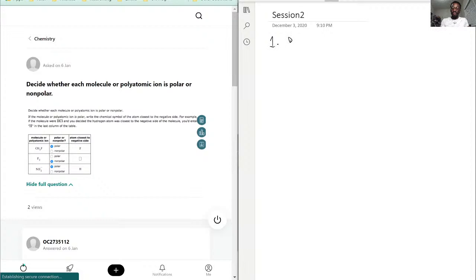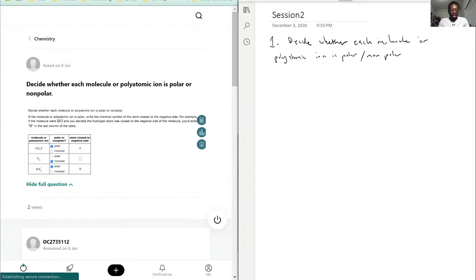So for the first question, decide whether each molecule or polyatomic ion is polar or nonpolar. Okay, so with this it looks like the student had already gone through the question, but just so we review this to understand what it means to be polar and non-polar, it helps to be able to draw the Lewis dot diagram. Okay, so with that being said, they give an example of what they're looking for.